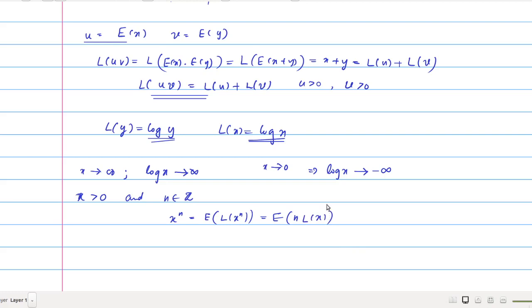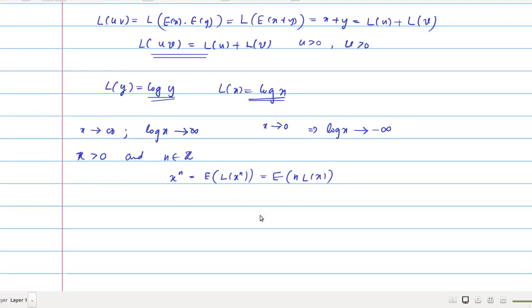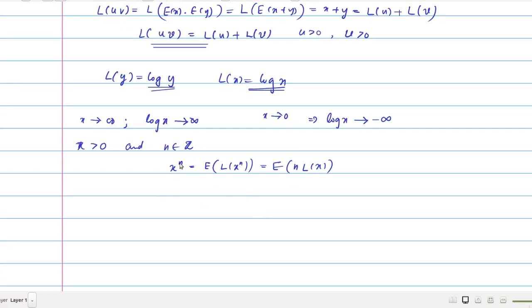Okay, now using this fact, you can get this. This is true for every x greater than 0 and n belongs to Z. Now we write this as x raised to 1 by m. The same thing happens. This is E of L of x to the power 1 by m. So this can be written as E of 1 by m times L of x.